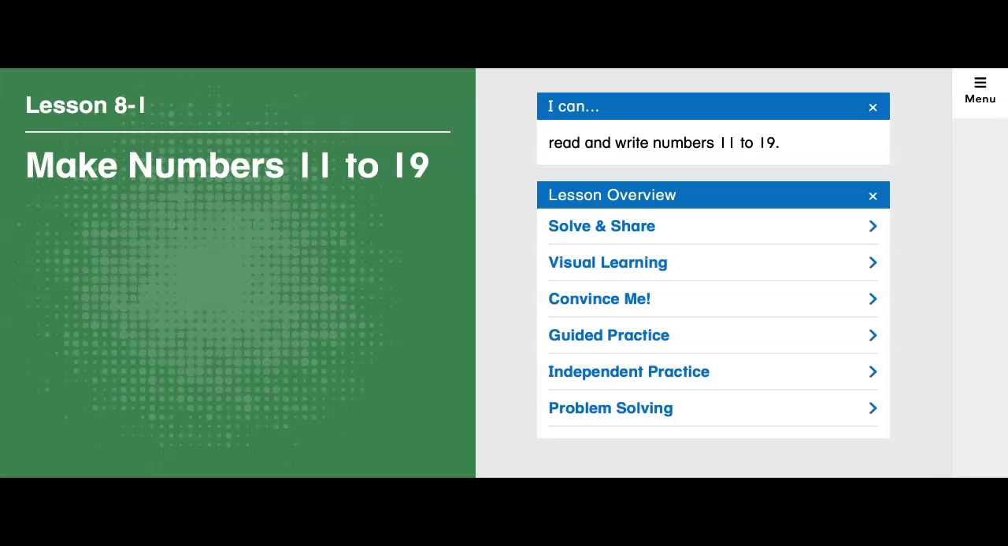Last week we completed topic 7, so this week we are going to be beginning topic 8 in math. Today's topic 8 lesson 1 is make numbers 11 to 19. Our learning intention is I can read and write numbers 11 to 19. Let's get started.